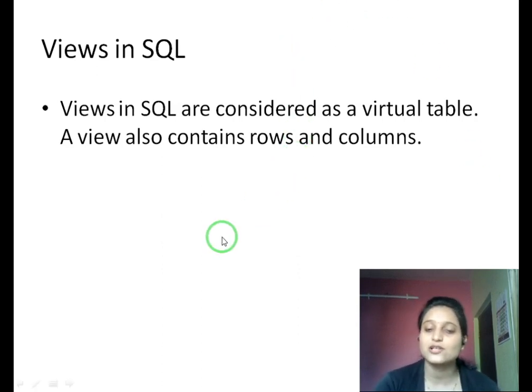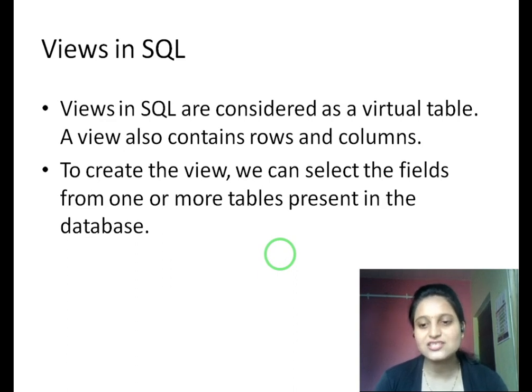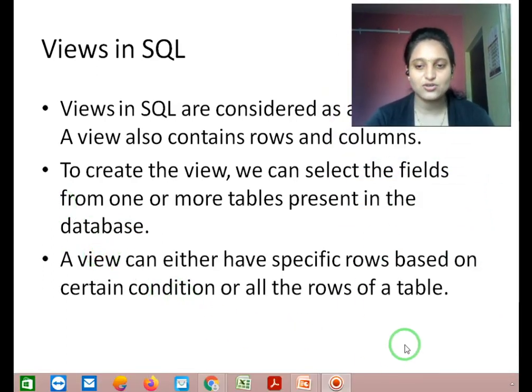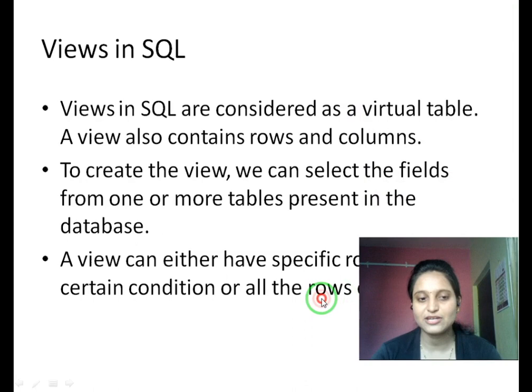A view also contains rows and columns. Dear student, to create a view, we can select the fields from one or more tables. You can create a view from a single table or from multiple tables also. This is the very big advantage of views. We create a virtual table from a combination of multiple tables also. A view can either have specific rows based on a certain condition or all the rows from the table. This depends upon the user requirement or user need.